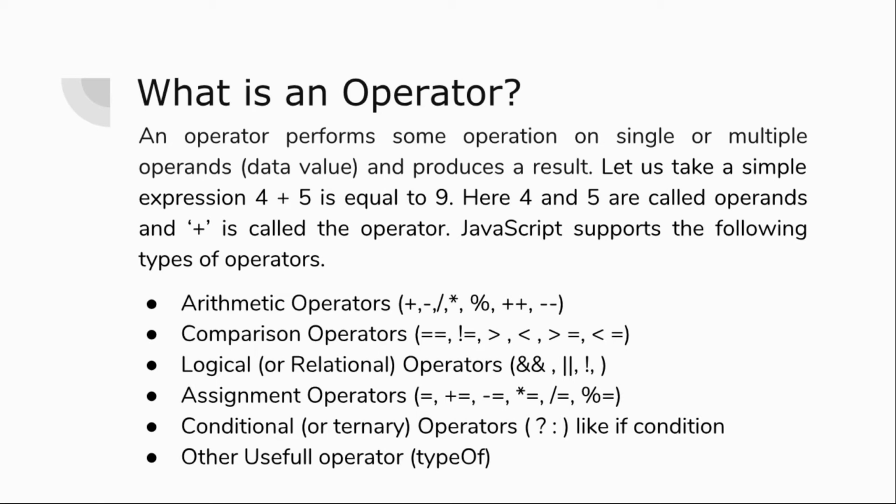JavaScript supports the following types of operators: arithmetic operators like plus and minus, comparison operators like equal to, not equal to, greater than, less than, greater than or equal to, less than or equal to, logical operators like and, or, assignment operators, conditional operators, and other useful operators like typeof. We cover all these operators in this video. So now we start all these operators in our coding.